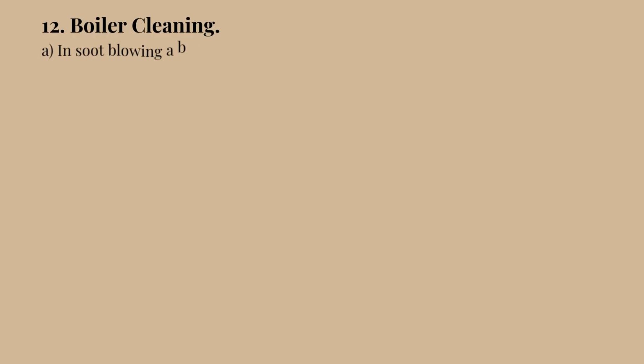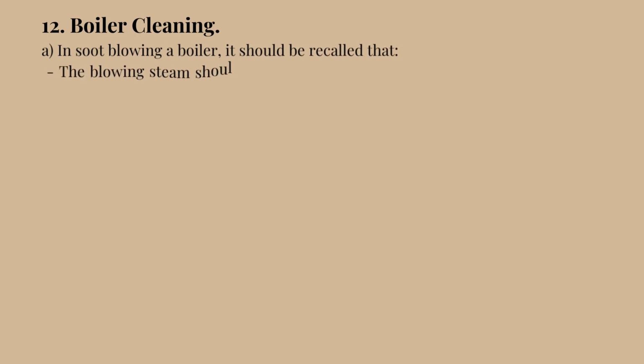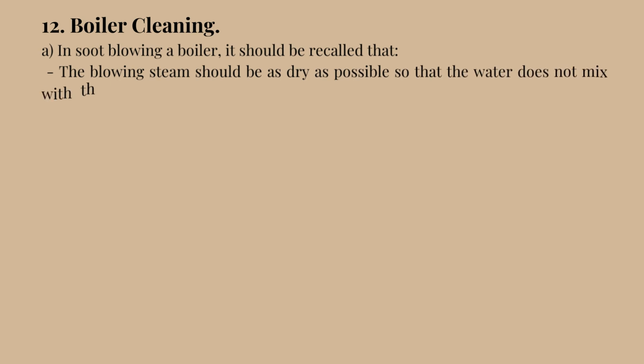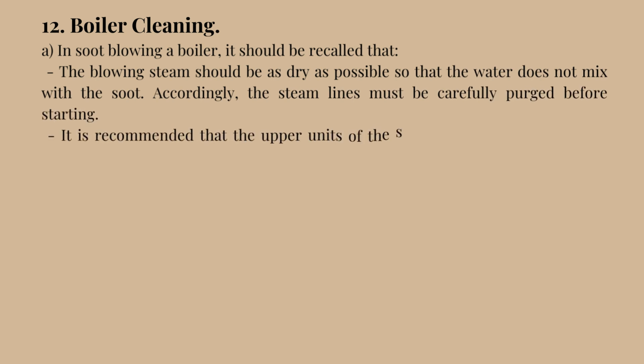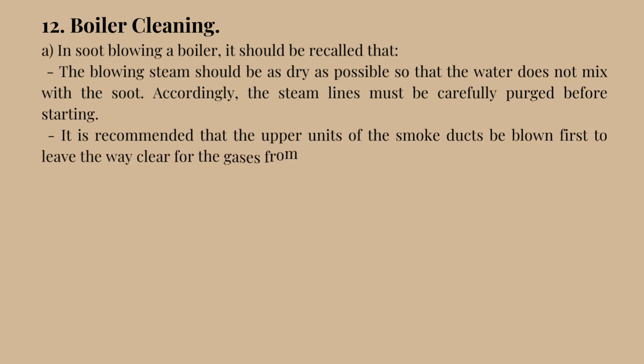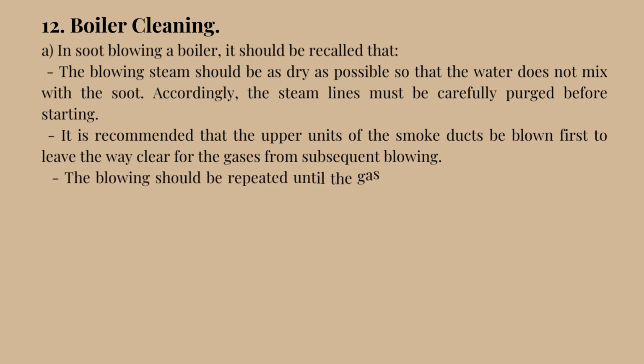12. Boiler cleaning. A. In soot blowing a boiler, it should be recalled that the blowing steam should be as dry as possible so that the water does not mix with the soot. Accordingly, the steam lines must be carefully purged before starting. It is recommended that the upper units of the smoke ducts be blown first to leave the way clear for the gases from subsequent blowing. The blowing should be repeated until the gases exhausting from the stack are clear.